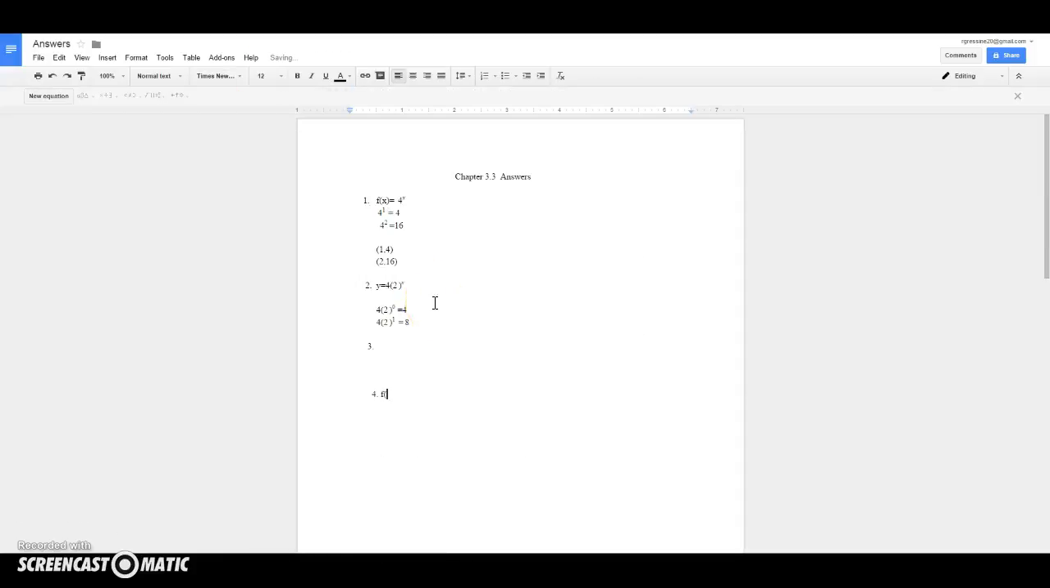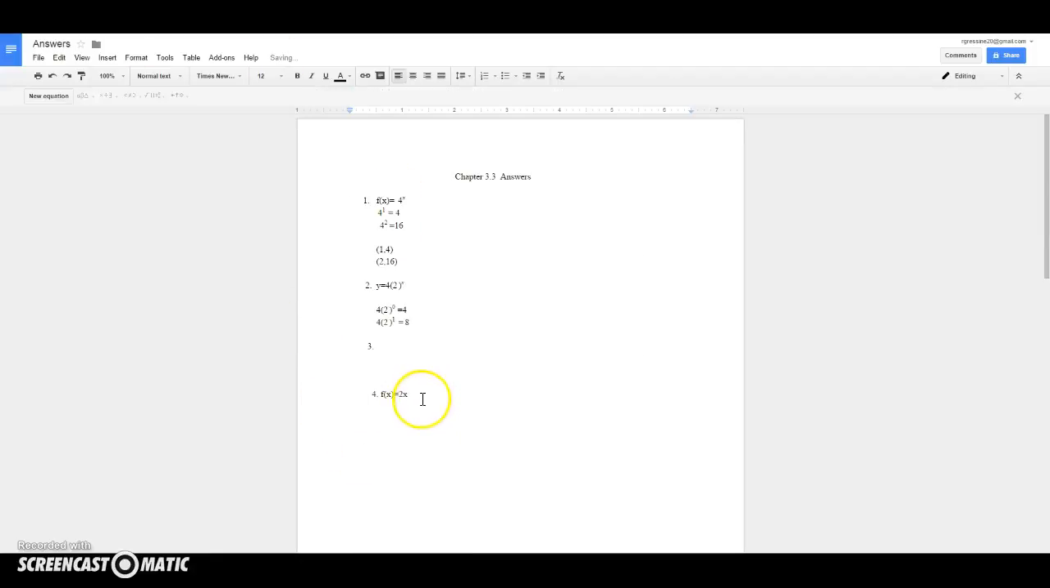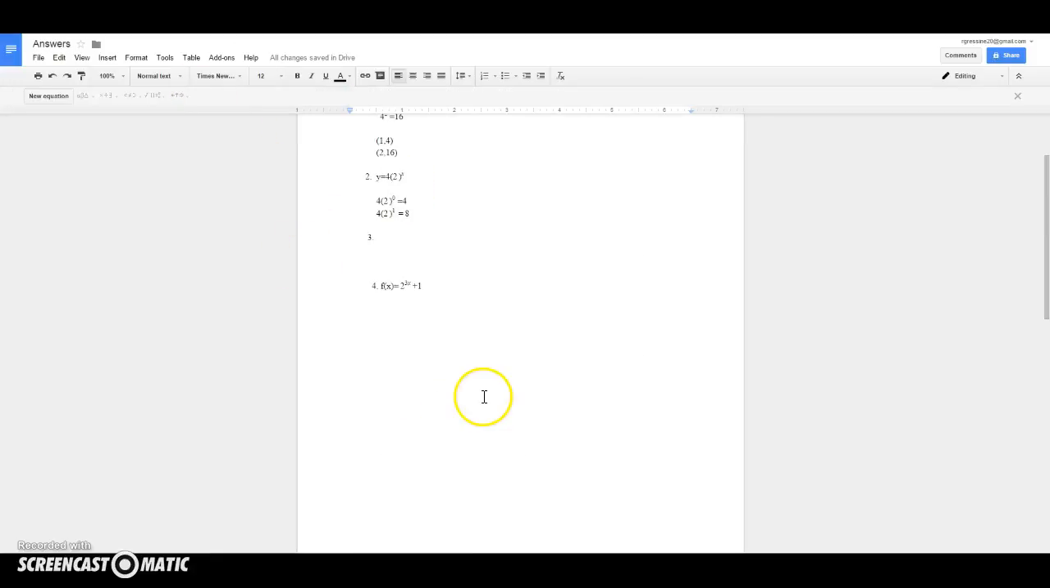The normal equation is f of x is equal to 2 to the x. We're going to do a new equation here: 2 to the 3x plus 1. This is the equation we're looking at when f is equal to 2, so when y is 2. Basically we're just going to plug in 2 in place of x. So 3 times 2, that's 6. Let me show you.